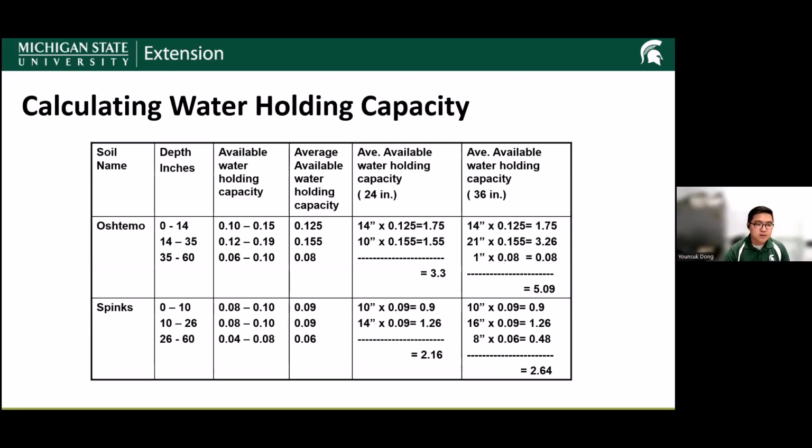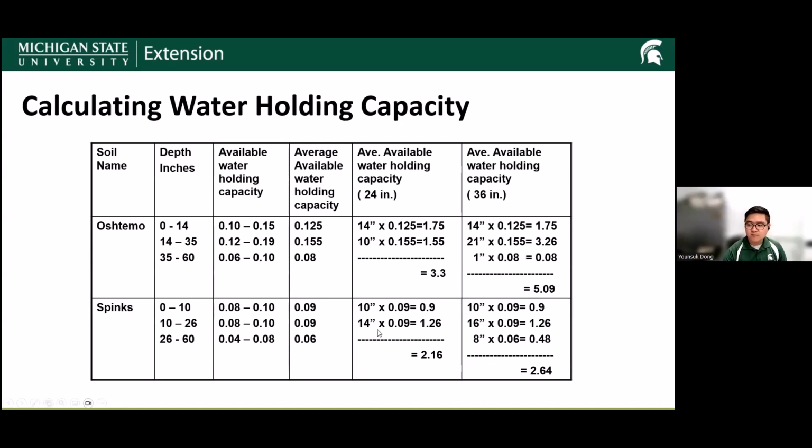The USDA website tells you what the available water holding capacity is for different depths. So for Astamo, for the top 24 inches, it's showing 3.3 inches. So if you have Astamo soil and you're interested in what the top 24 inches of soil can hold, here's the value, 3.3. If you have a crop with somewhat deeper roots, maybe corn, then the top 36 inch water holding capacity is 5.09.